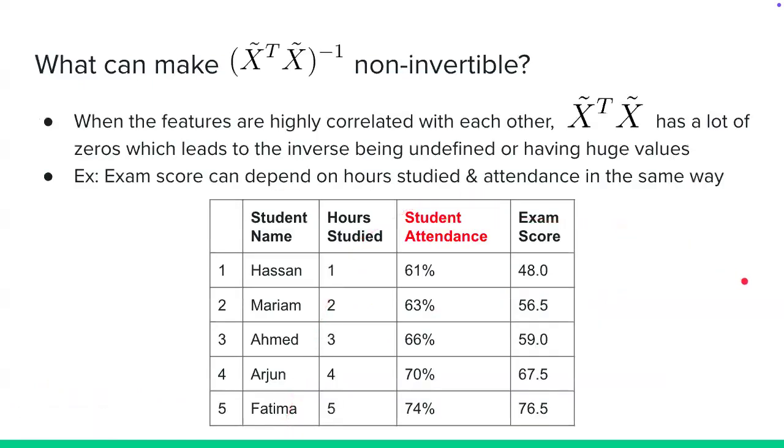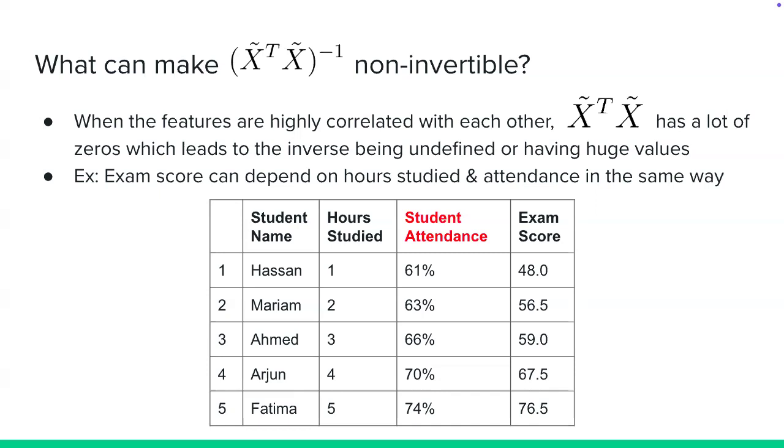So now let's look at the reasons why this can happen. When the features are highly correlated with each other, so they're related to each other, then X transpose X has a lot of zeros. And that leads to the inverse being undefined or having really big values. So let me give you an example.